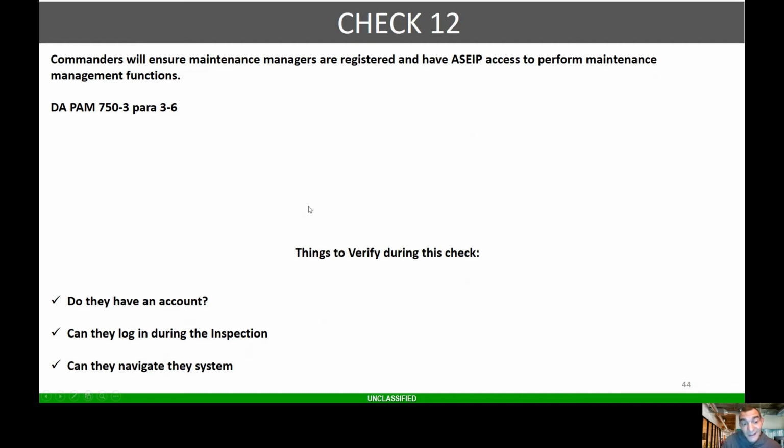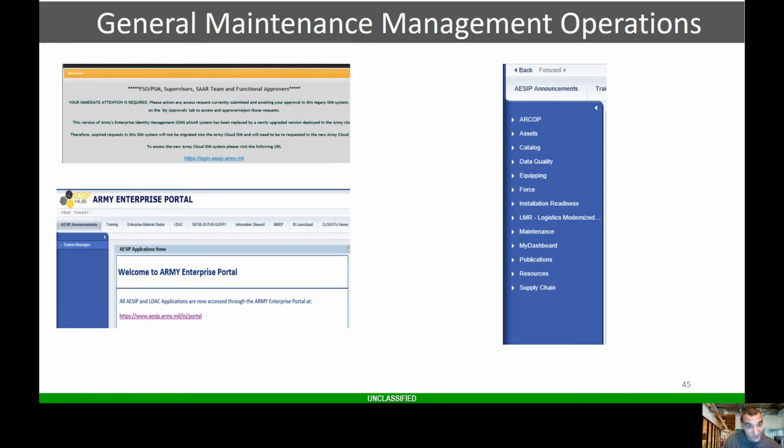Most importantly, can they navigate the system? Here are a couple of screenshots of the new enterprise, which, as we all know, just changed. Make sure they know how to get to this, because I have inspected a few units in the past month or two that don't even know how to get to this part of the screen. Make sure they know that LDAC is where most of our stuff is. Can they log in? Can they navigate? Can you ask them, where do I go to find my TMDE stuff? Hopefully they know this and can navigate it for you.